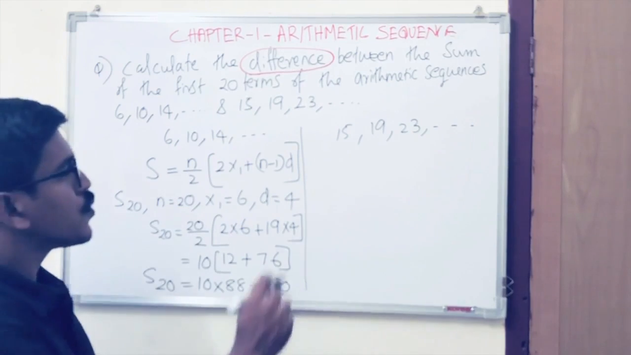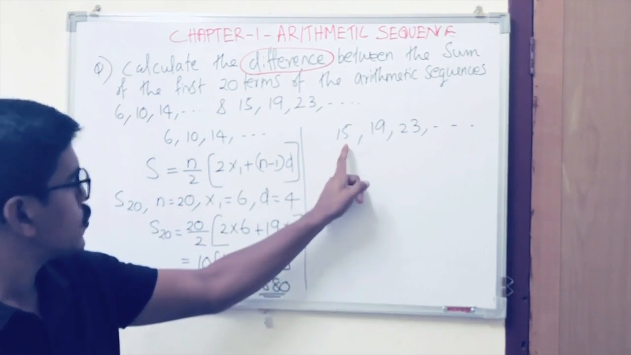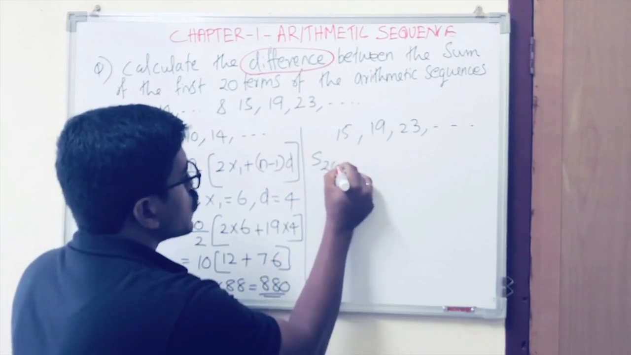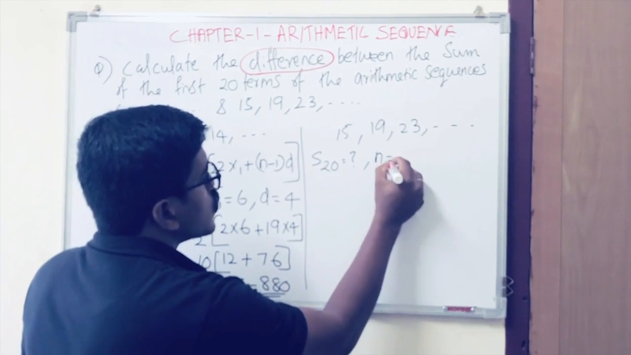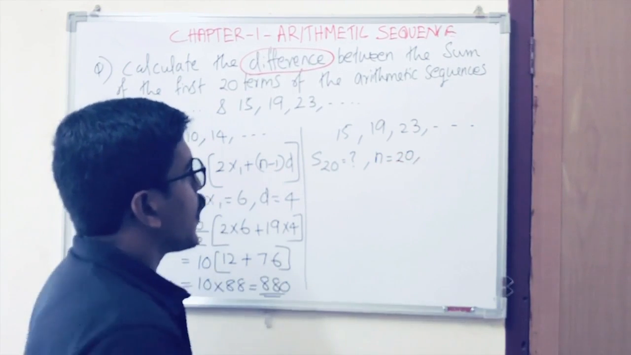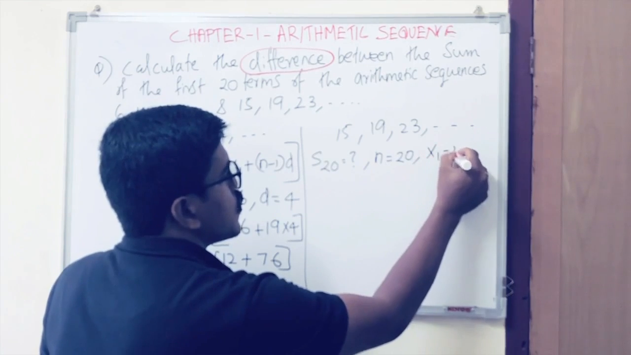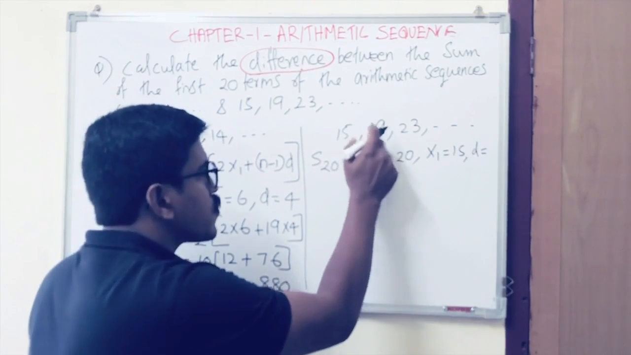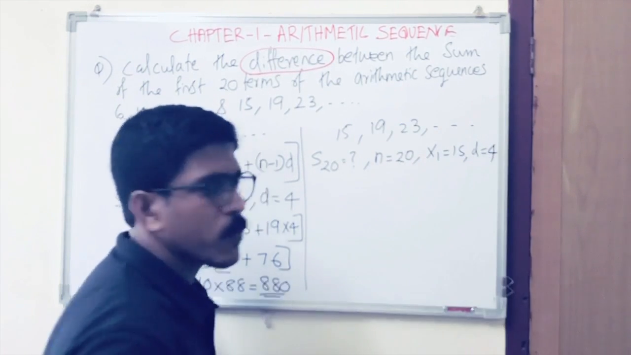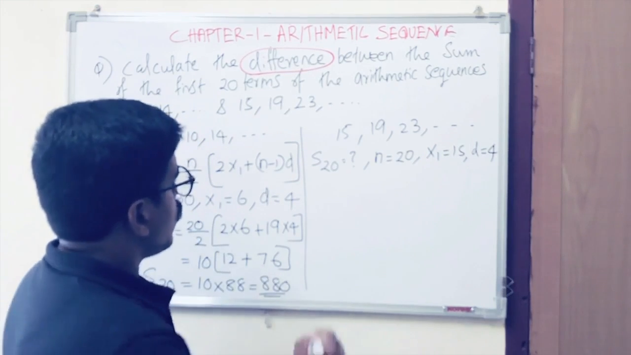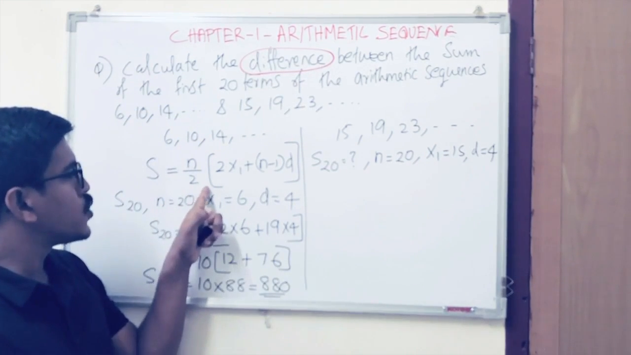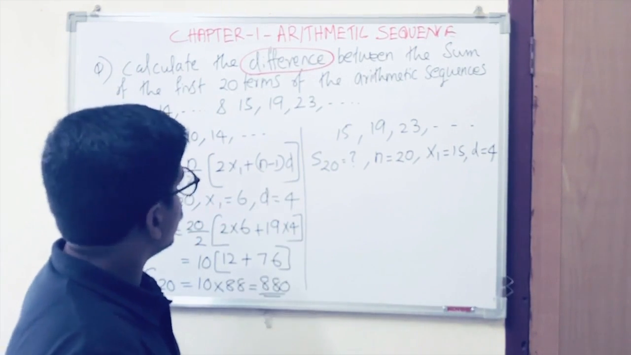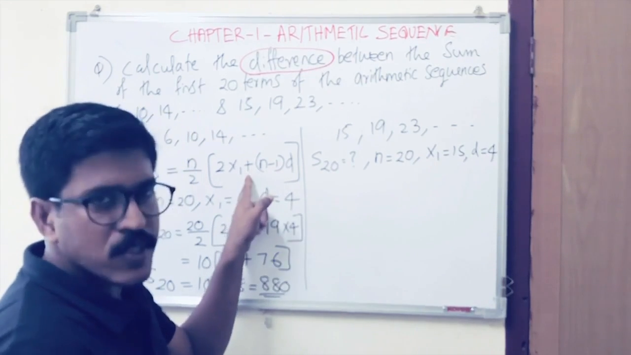In the same way, we are going to find out the sum of the first 20 terms of this arithmetic sequence. That is, we are going to find out S20. So n equal to 20 and x1 is 15 and d: 15 plus 4 is 19, 19 plus 4 is 23. That is 4, the common difference. Now, the equation you can see here is S equal to n by 2 into (2x1 plus (n minus 1) into d). We are going to apply all the details here in this equation.